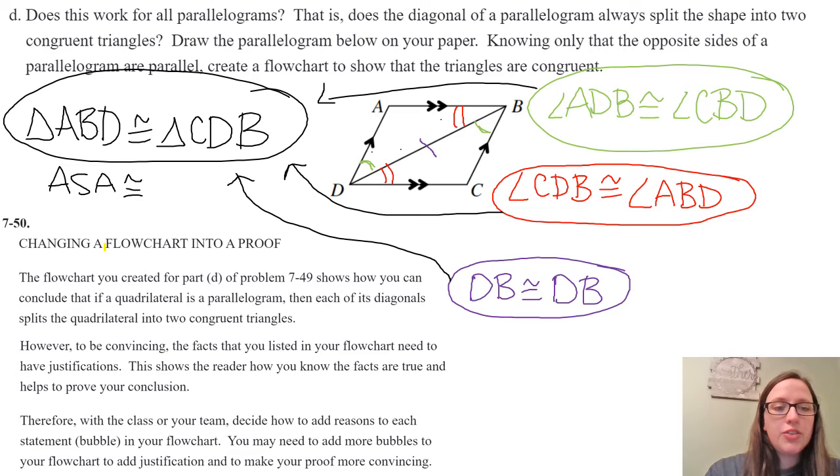But in a true proof, what we always have to do is list our justifications. So our flowchart always has to have justifications. So what we're going to do is add those underneath our bubbles. All right, so I know that DB is equal to itself because anything is equal to itself. The reason underneath that is actually called the reflexive property.